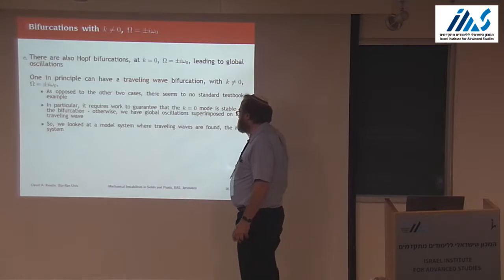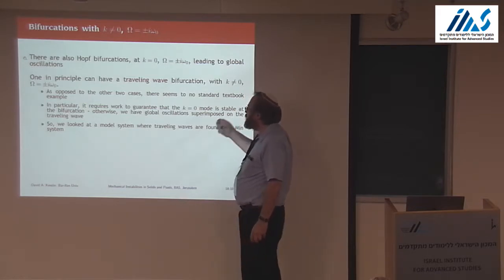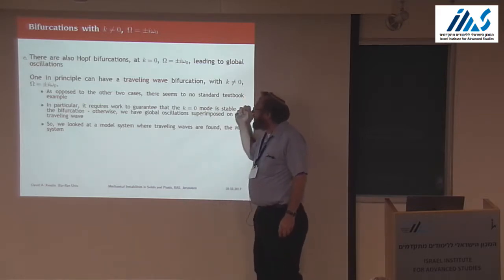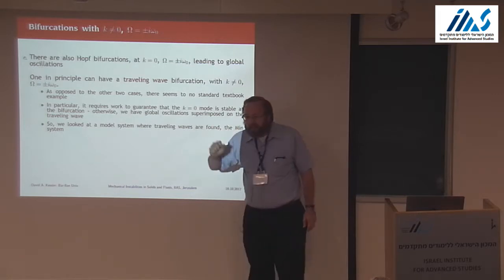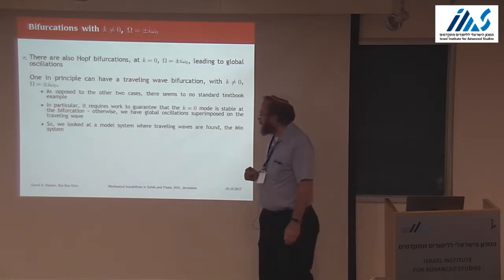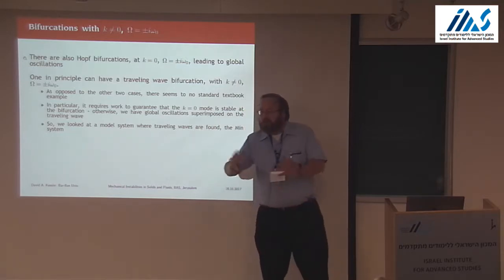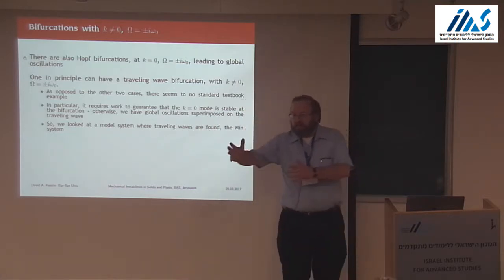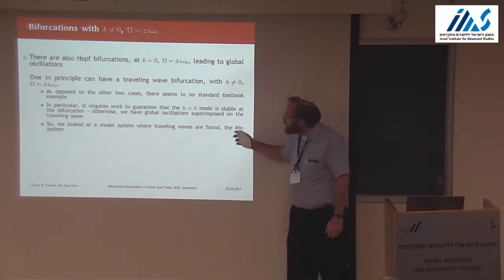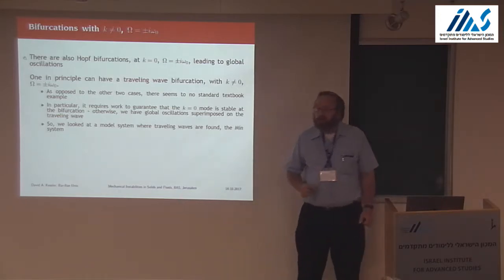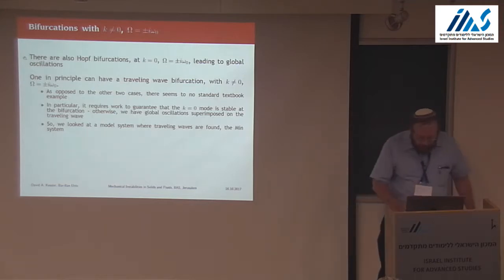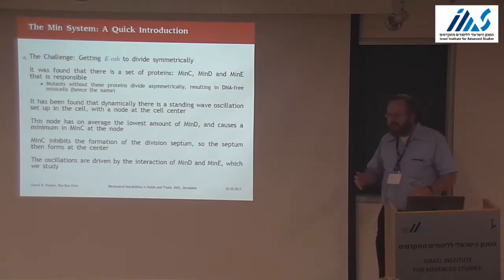And so how do you get a system where the first instability is in fact at k not equal to 0 and imaginary? So we looked at an experimental system where we knew that there was a traveling wave instability, a biological system called the Min system. So now I have to explain a little bit about the Min system.